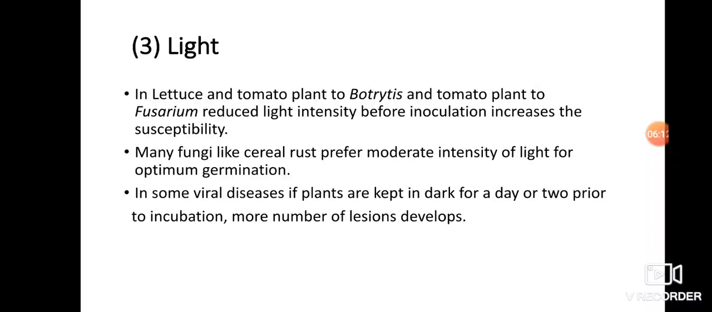Many fungi like cereal rust prefer moderate intensity of light for optimum germination. In some viral diseases, if plants are kept in the dark for a day or two prior to inoculation, more lesions develop. Many fungi like cereal rust prefer moderate intensity of light rather than complete darkness for optimum germination of spores.